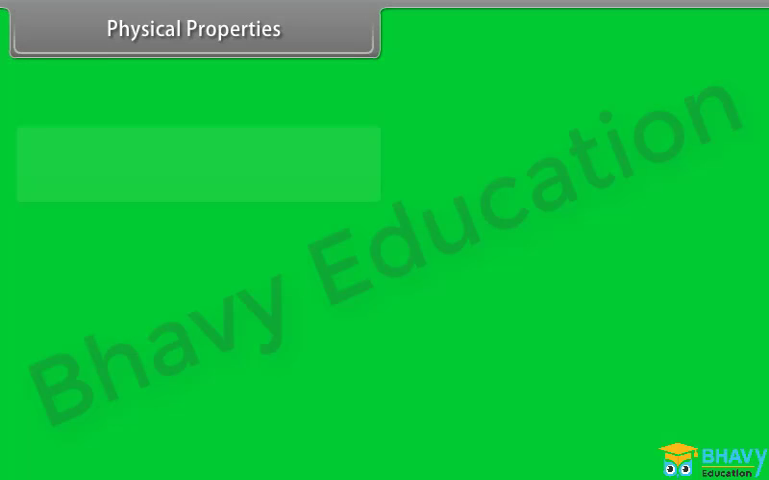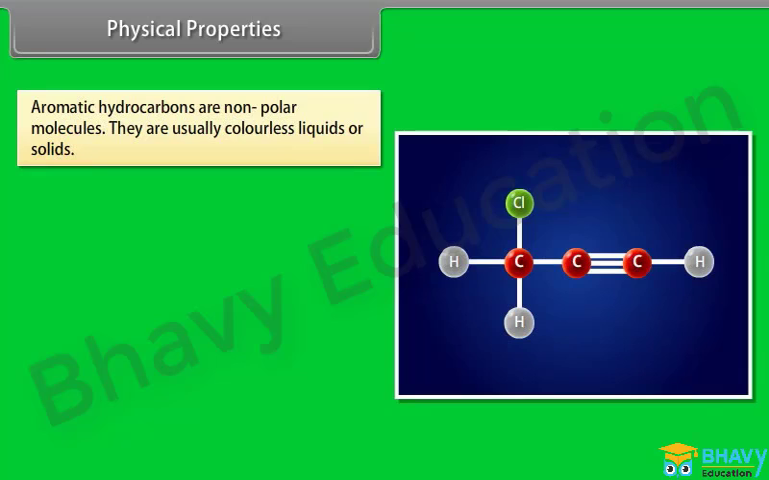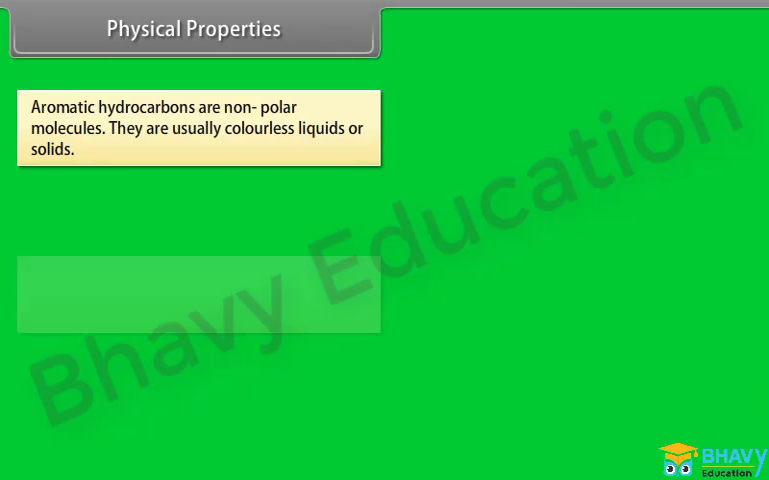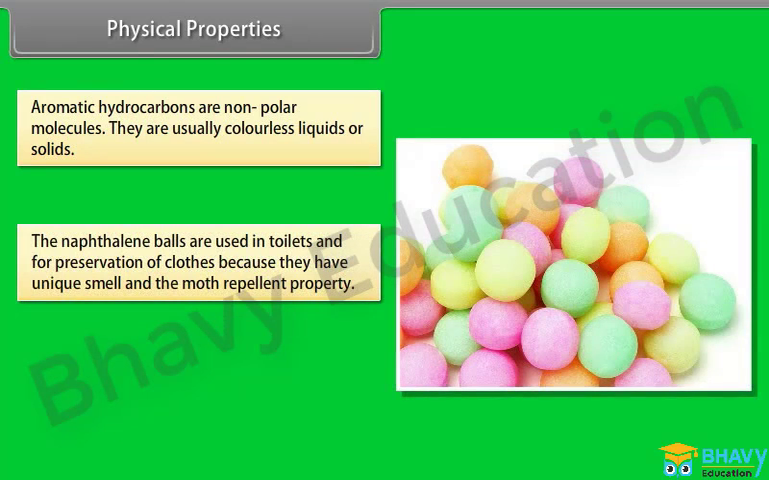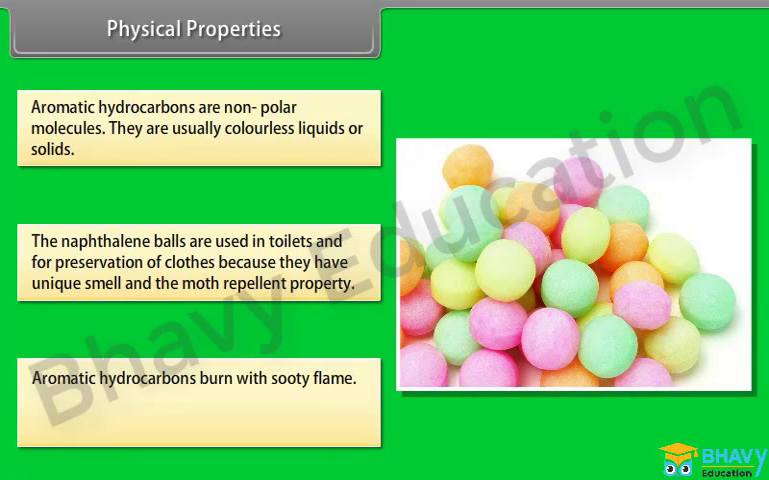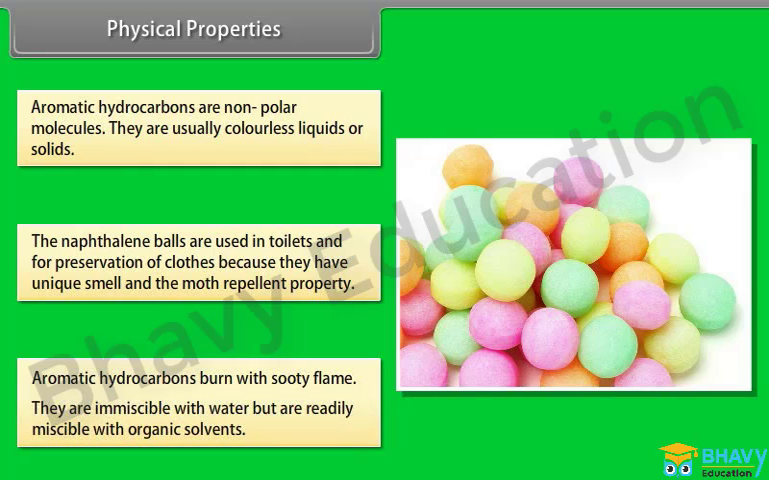Physical properties. Aromatic hydrocarbons are non-polar molecules. They are usually colorless liquids or solids. The naphthalene balls are used in toilets and for preservation of clothes because they have a unique smell and the moth-repellent property. Aromatic hydrocarbons burn with a sooty flame. They are immiscible with water but are readily miscible with organic solvents.